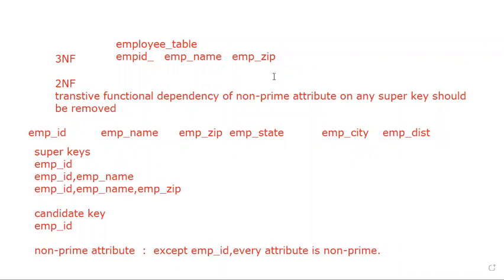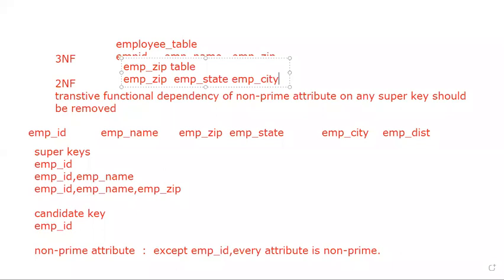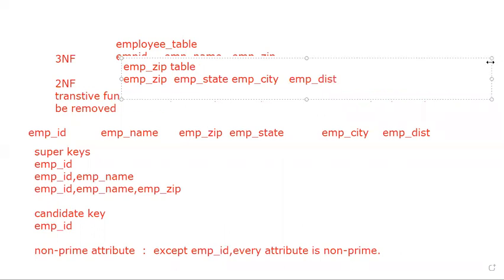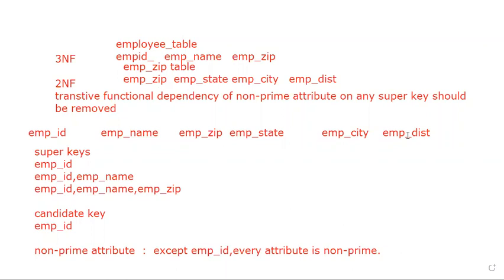Next, I will create the second table, the employee zip table. What is the content here? Employee zip, employee state, employee city, employee district. So I have divided the table into 2 parts. One is employee ID, employee name, and zip, one table. Next, employee zip, employee state, employee city, and employee district is another table.